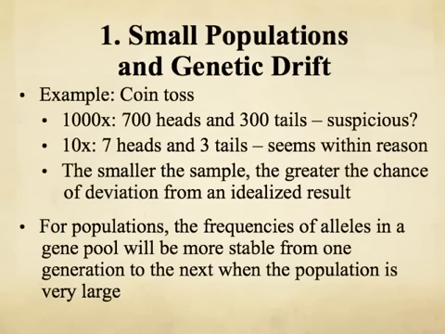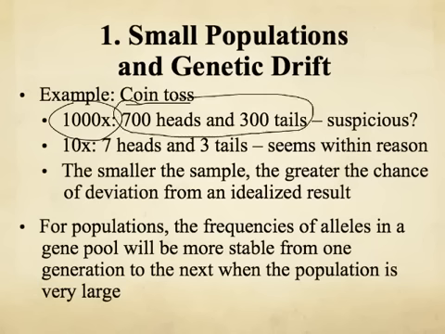Okay. So I want you to imagine a situation where I flipped a coin 10,000 times. So we know we should get heads approximately 500 and tails approximately 500. So if I got 700 heads and 300 tails, that would seem a little suspicious. That's way off what I expect.